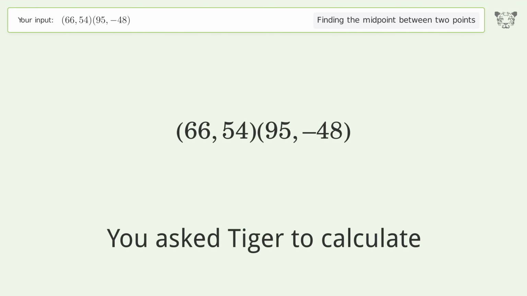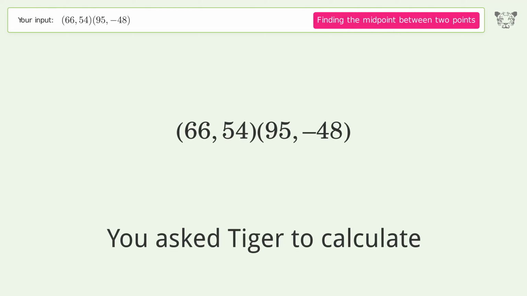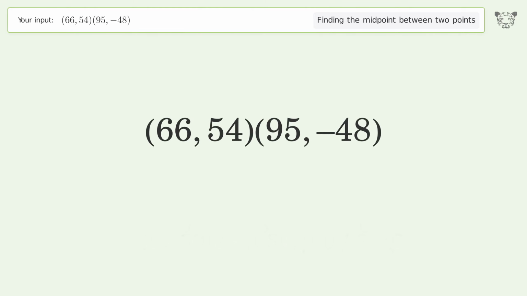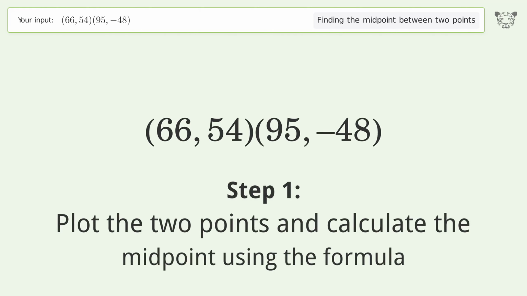You ask Tiger to calculate. This deals with finding the midpoint between 2 points. The midpoint between the 2 points is 80.53. Let's solve it step by step. Plot the 2 points and calculate the midpoint using the formula.